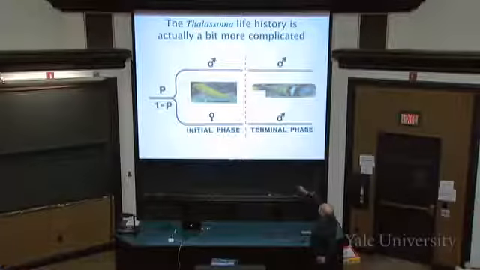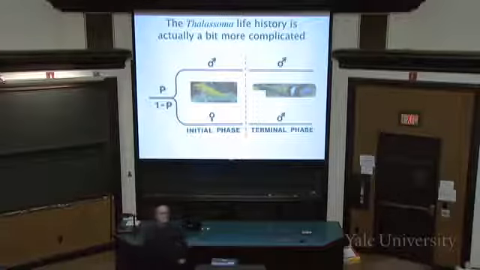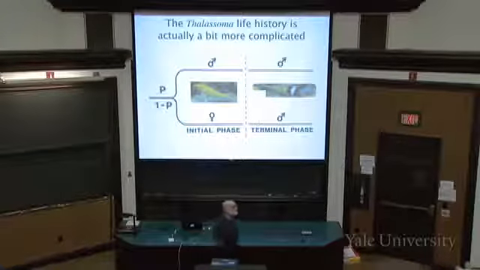And it actually is a little bit more complicated because there are two options. In this fish, you can be born as a female and then turn into a male, or you can be born as an initial phase male and then turn into an adult dominant male. And the initial phase males are female mimics. They make their living by sneaking fertilizations off of dominant males.